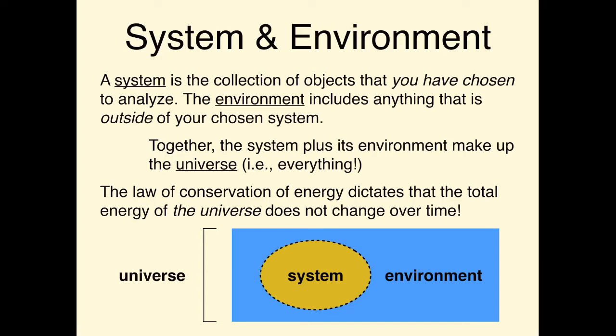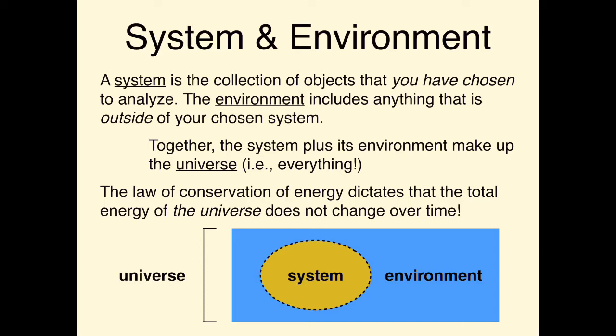So again, it bears repeating that the system is something you choose to define. It's just whatever you're choosing to focus on in your analysis. The environment is just everything else, anything outside your system. Well, if you think about the system and the environment together, that's everything, right? So together, the system plus the environment is the universe. That's everything you could possibly have. So what is conservation of energy really telling us then? Well, the law of conservation of energy says that it's the total energy of the universe that doesn't change over time. Okay?